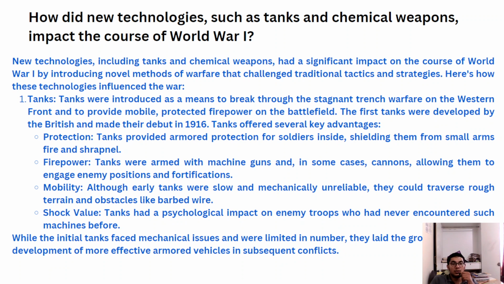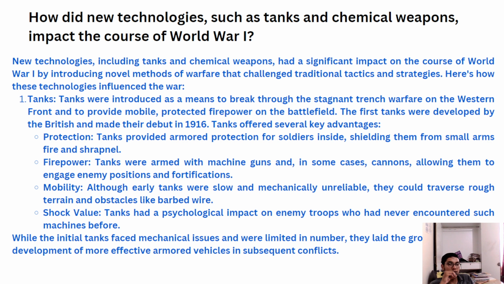How did new technology such as tanks and chemical weapons impact the course of World War One? New technologies, including tanks and chemical weapons, had a significant impact on the course of the war, introducing novel methods of warfare that challenged traditional tactics and strategies. Tanks were introduced as a means of breaking through the stagnant trench warfare on the Western Front and providing mobile, protected firepower on the battlefield. The first tanks were developed by the British and made their debut in 1916.